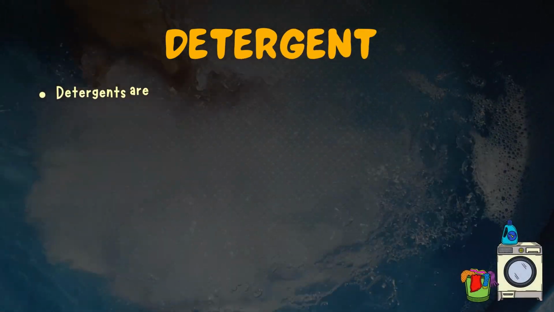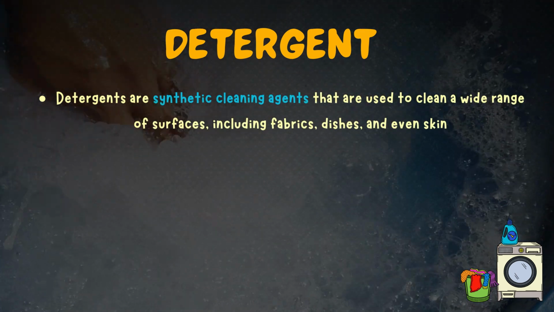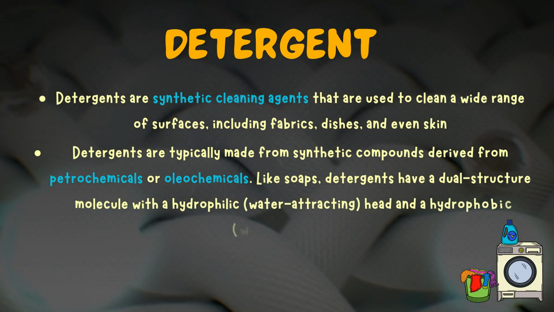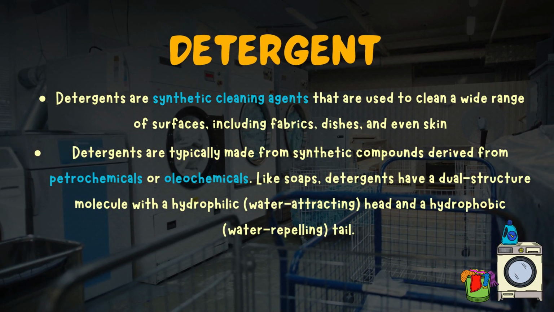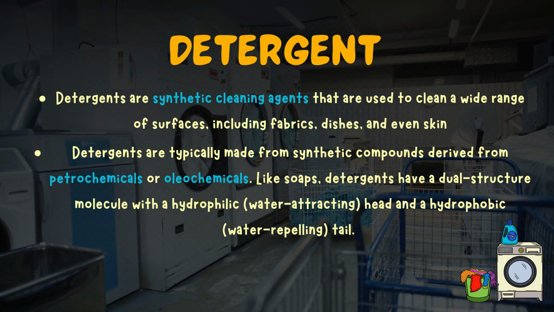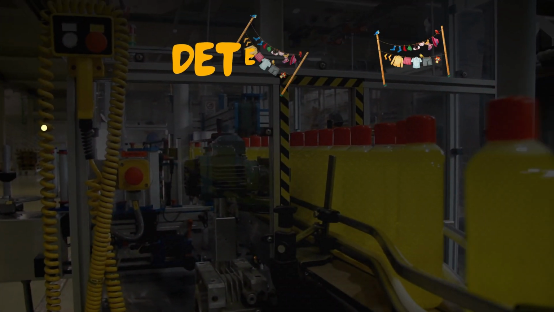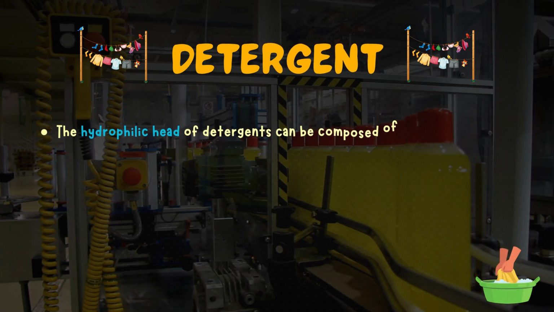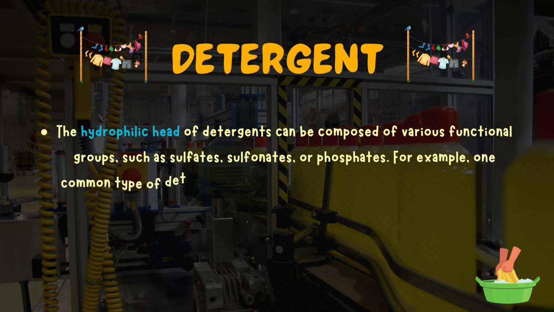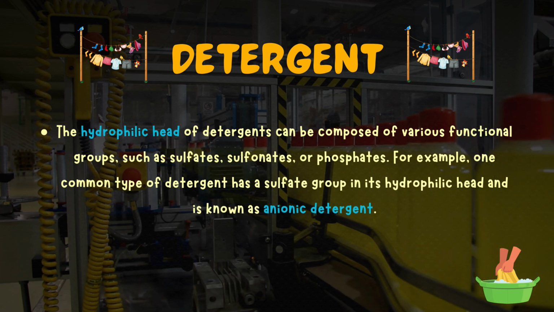Detergent. Detergents are synthetic cleaning agents that are used to clean a wide range of surfaces, including fabrics, dishes, and even skin. Detergents are typically made from synthetic compounds derived from petrochemicals or oleochemicals. Like soaps, detergents have a dual structure molecule with a hydrophilic, water-attracting, head and a hydrophobic, water-repelling, tail. The hydrophilic head of detergents can be composed of various functional groups, such as sulfates, sulfonates, or phosphates. For example, one common type of detergent has a sulfate group in its hydrophilic head and is known as anionic detergent.